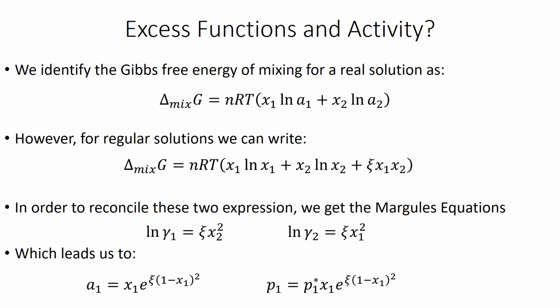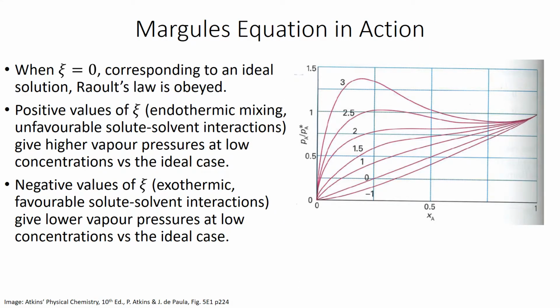What happens? Well, let's see what happens in real life, or at least what happens with this model we've constructed to represent real life. Here's a figure taken from Atkins. You'll note that the bottom axis is the mole fraction of substance A, or substance 1, and on the y-axis you have your relative pressure, which is the pressure divided by the saturation pressure.